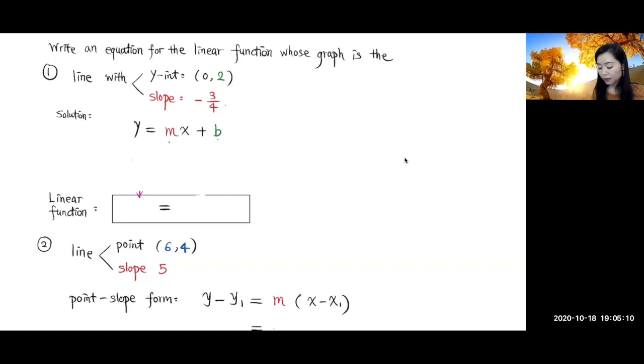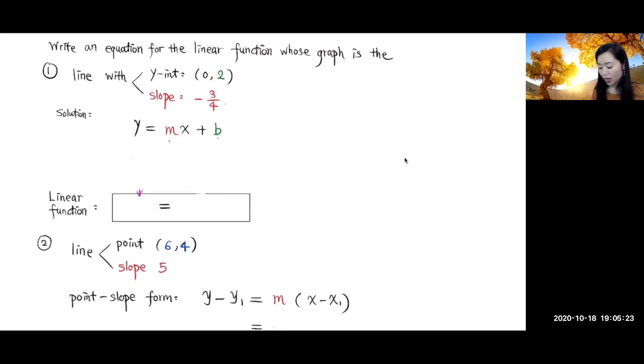using the slope-intercept form, y equals mx plus b, right? Remember to sing that YMCA song, okay? y equals mx plus b, okay?